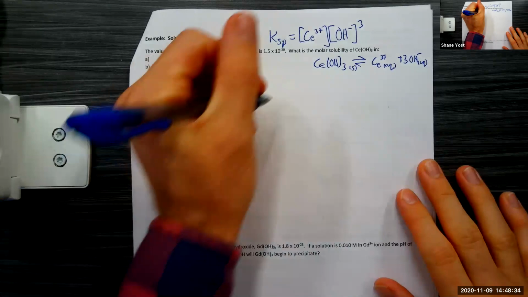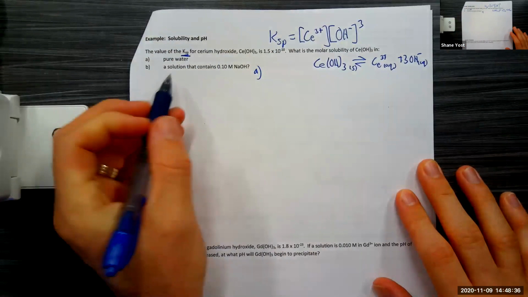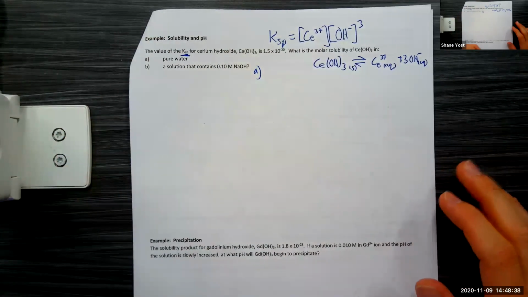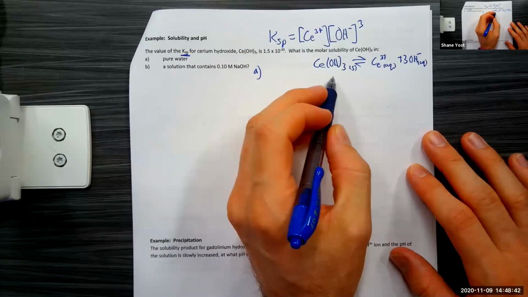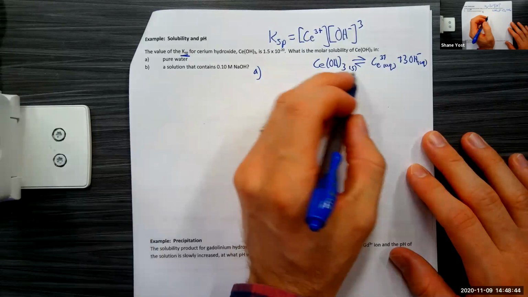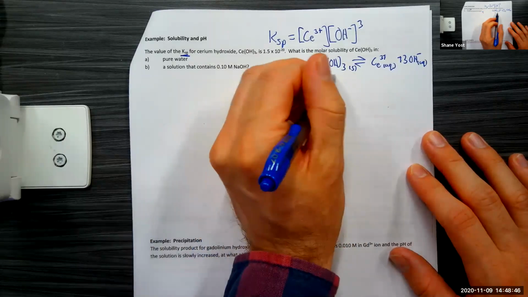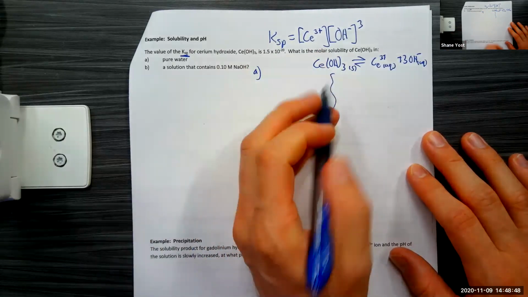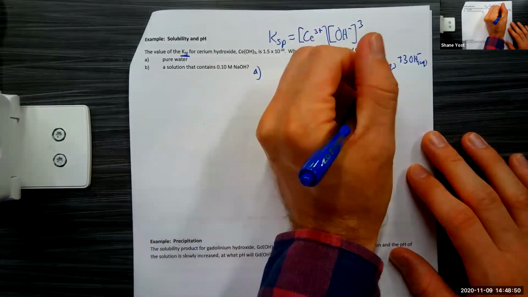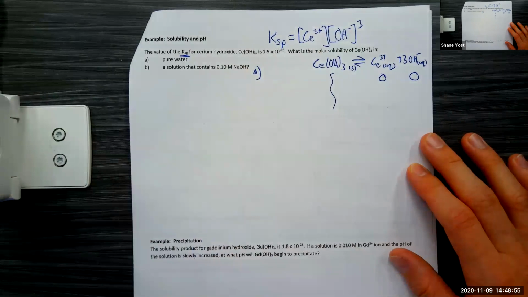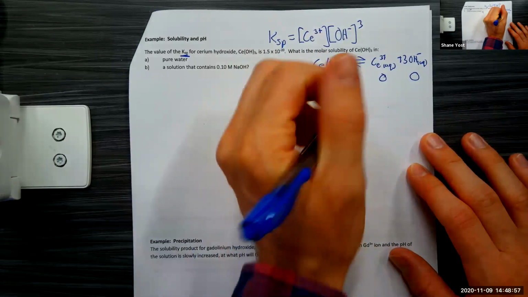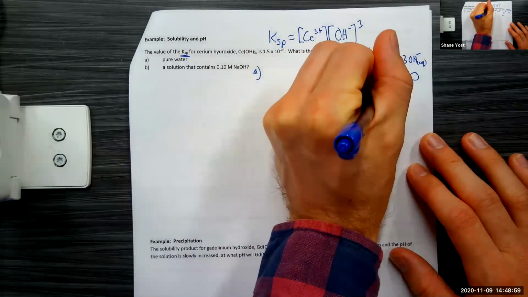So in A here, I have pure water, and I add some amount of salt. That doesn't really matter, because the solid doesn't appear in our equilibrium expression. When I do that, I'm not going to start off with any concentration of cesium or hydroxide.